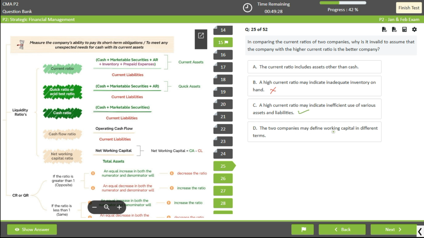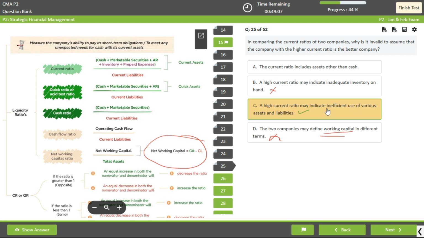Two companies may define working capital differently. This is a wrong statement, because working capital is a term which is the difference between current assets and current liabilities. One company cannot define working capital as they wish, and the other company cannot either. So the correct option is that a high current ratio may indicate inefficient use of various assets and liabilities.